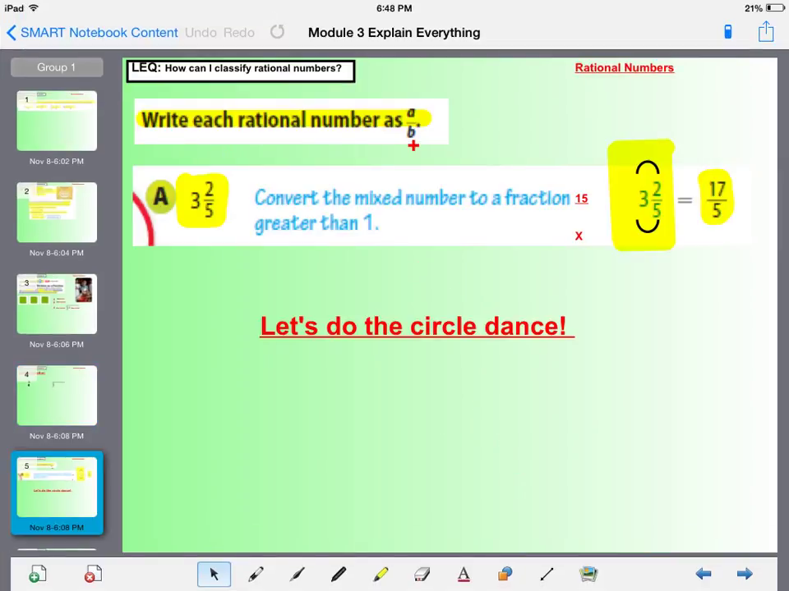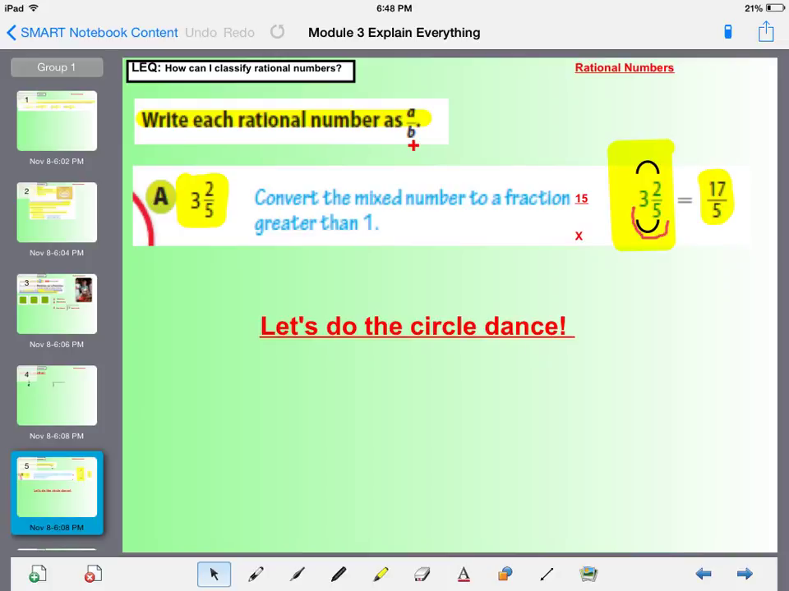Now, we also talked about how we would write rational numbers as a numerator divided by a denominator. So if I have a mixed number like 3 2/5 and we needed to turn that into a rational number, that means simply that we just have to determine who the numerator is going to be and who the denominator is going to be. And in class, we talked about how we can figure this out by doing the circle dance.